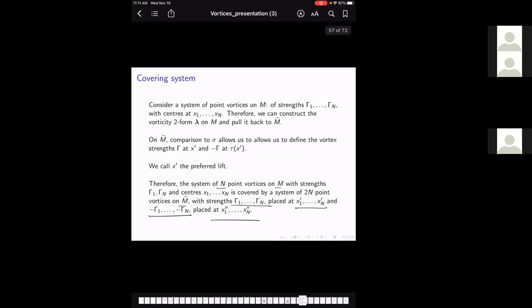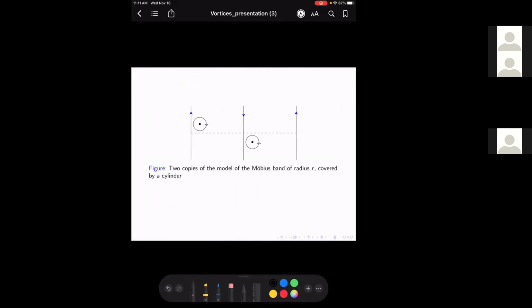So again, returning to our system of point vortices on the Möbius band, we suppose that this is a point vortex with strength gamma. Gamma may be positive, gamma may be negative, we're not concerned with that. So this is x, or the same as x prime. We take our Möbius band, and we take the two pre-images on the cylinder. On this half of the cylinder, our local orientation coincides with the orientation of the Möbius band. So we place at x prime a point vortex of strength gamma. And x double prime is our other pre-image. We place a point vortex of strength minus gamma. And indeed, it is going the opposite way.